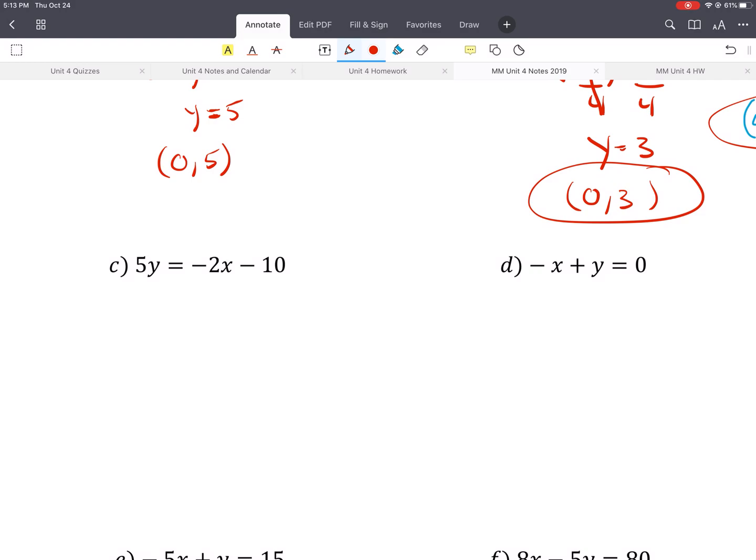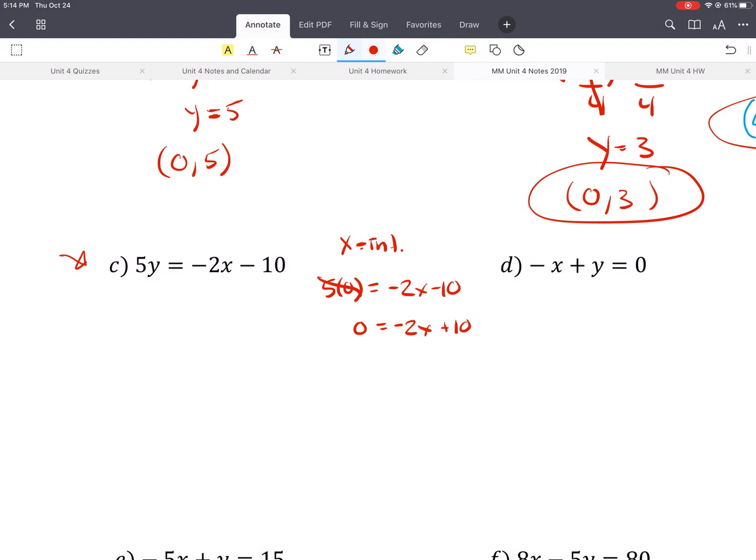Okay. So these are actually not in standard form, and it doesn't really matter. We'll do the same thing. We want to find the x-intercept, so we'll set y equal to 0. 5 times 0 is 0, so we'll get 0 equals negative 2x plus 10.